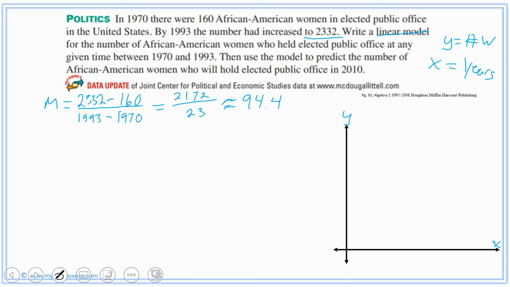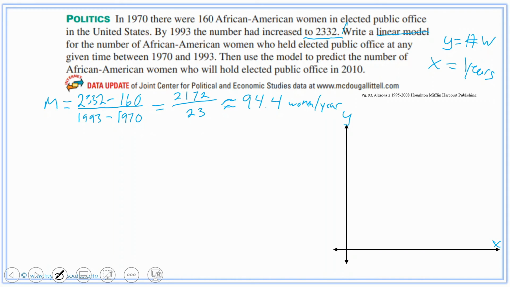So 94.4 women per year. That's how it increased. Approximately 94 people per year were being added. That's what the slope means, the rate of change.